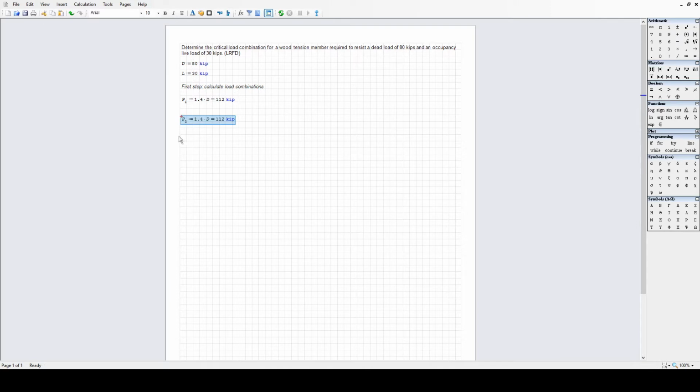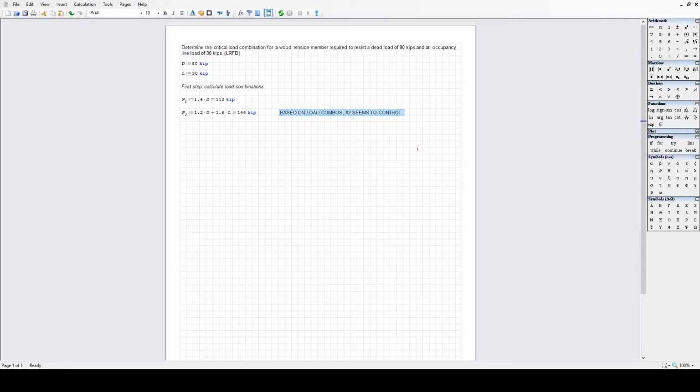I'll copy that and get my second load combination. This is going to be 1.2 times dead plus 1.6 times live. So we have a first load combination of 112 kips and a second load combination value of 144 kips. Just looking at the load combinations, it seems like, actually maybe I'll just write this: based on load combos, number 2 seems to control.